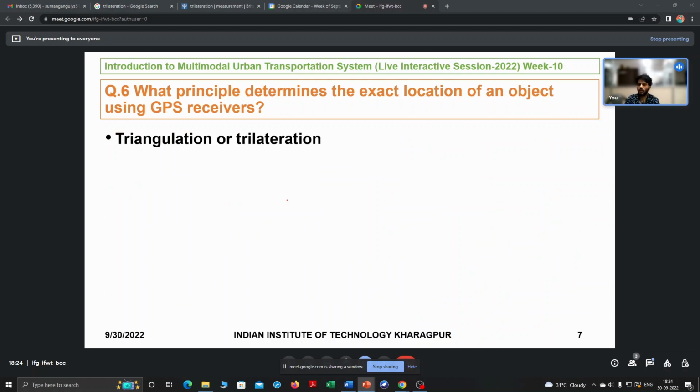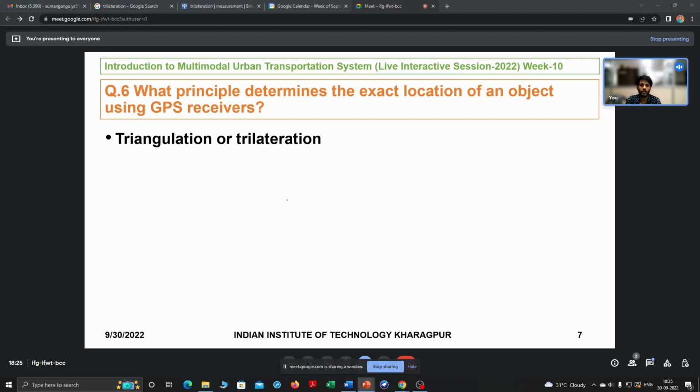So then the next question is, what principle determines the exact location of an object using a GPS receiver? Is it triangulation or is it trilateration? What do you think? What principle is used to find the exact location of an object using GPS receivers? Your mobile phone is also a GPS receiver, right? If you switch on your Wi-Fi, then it is also a GPS receiver. So what is the principle behind locating the location of an object? Is it triangulation? Is it trilateration?